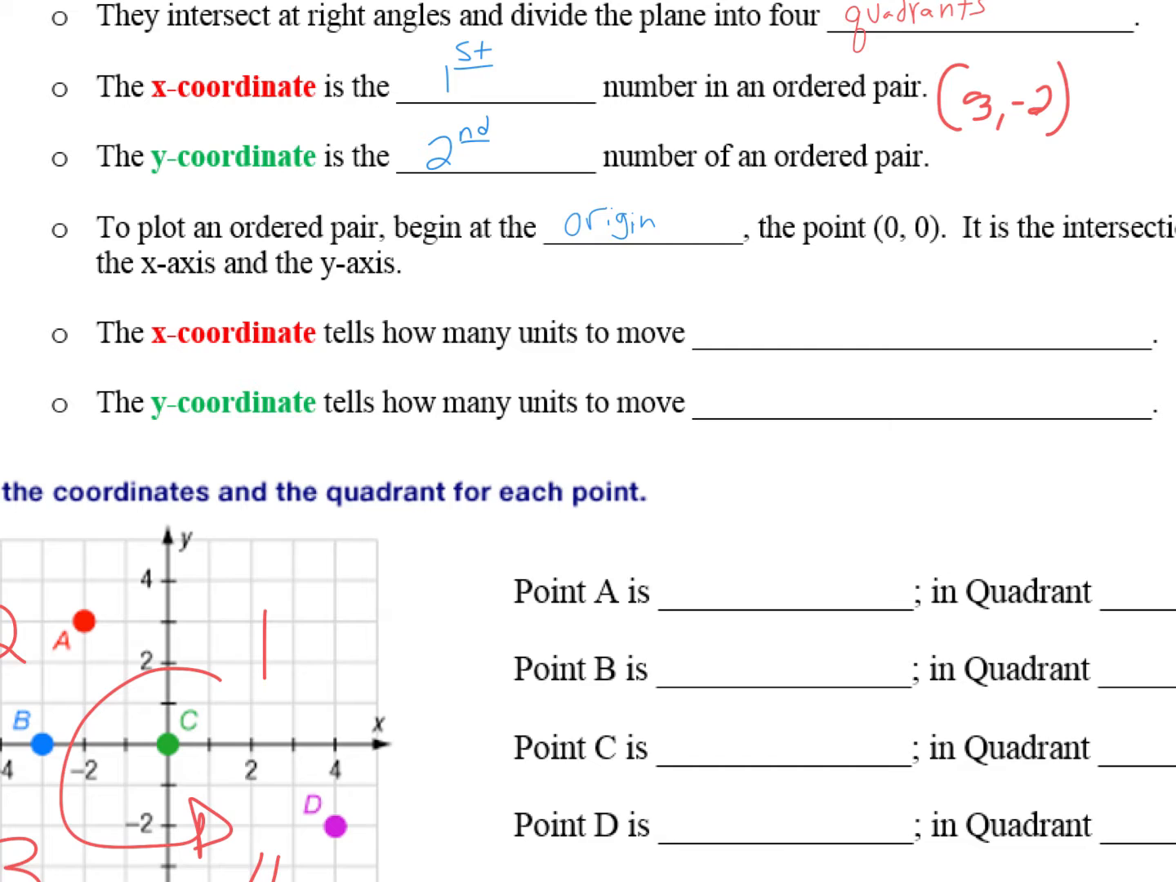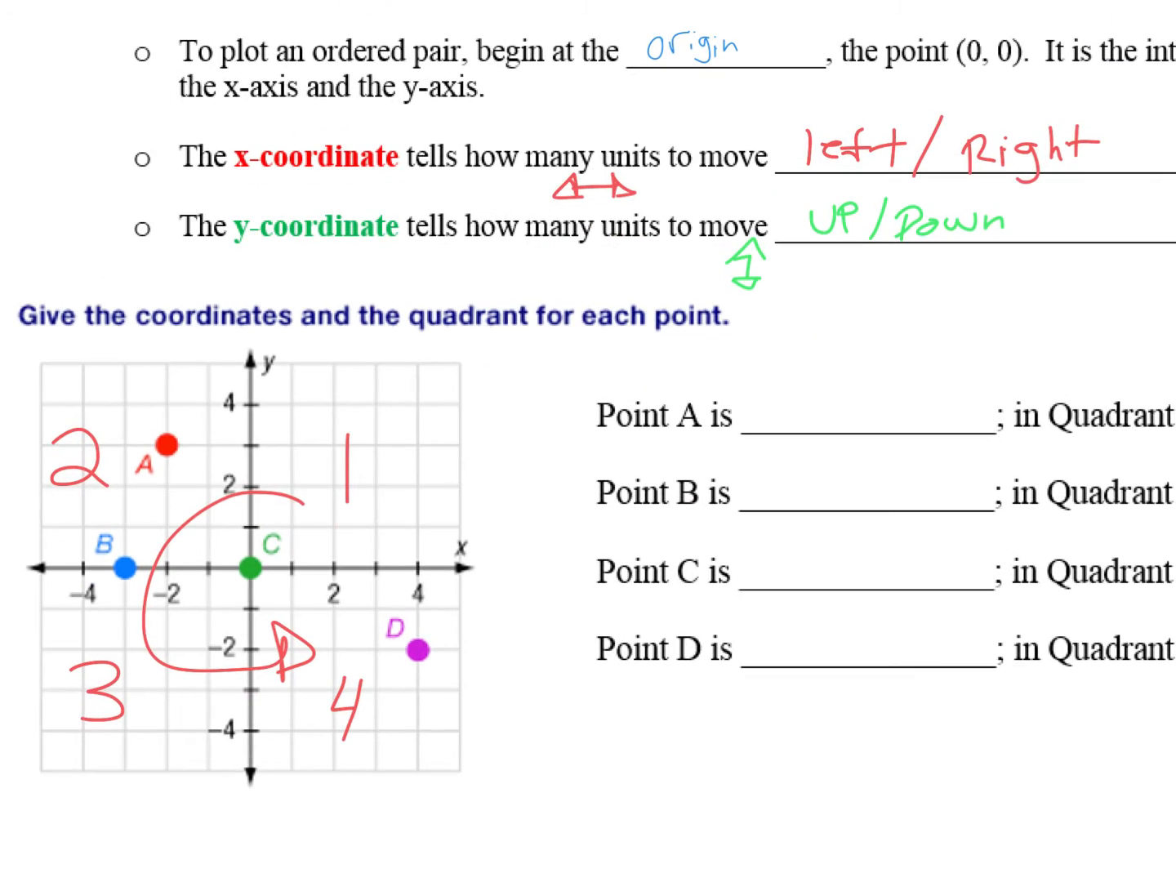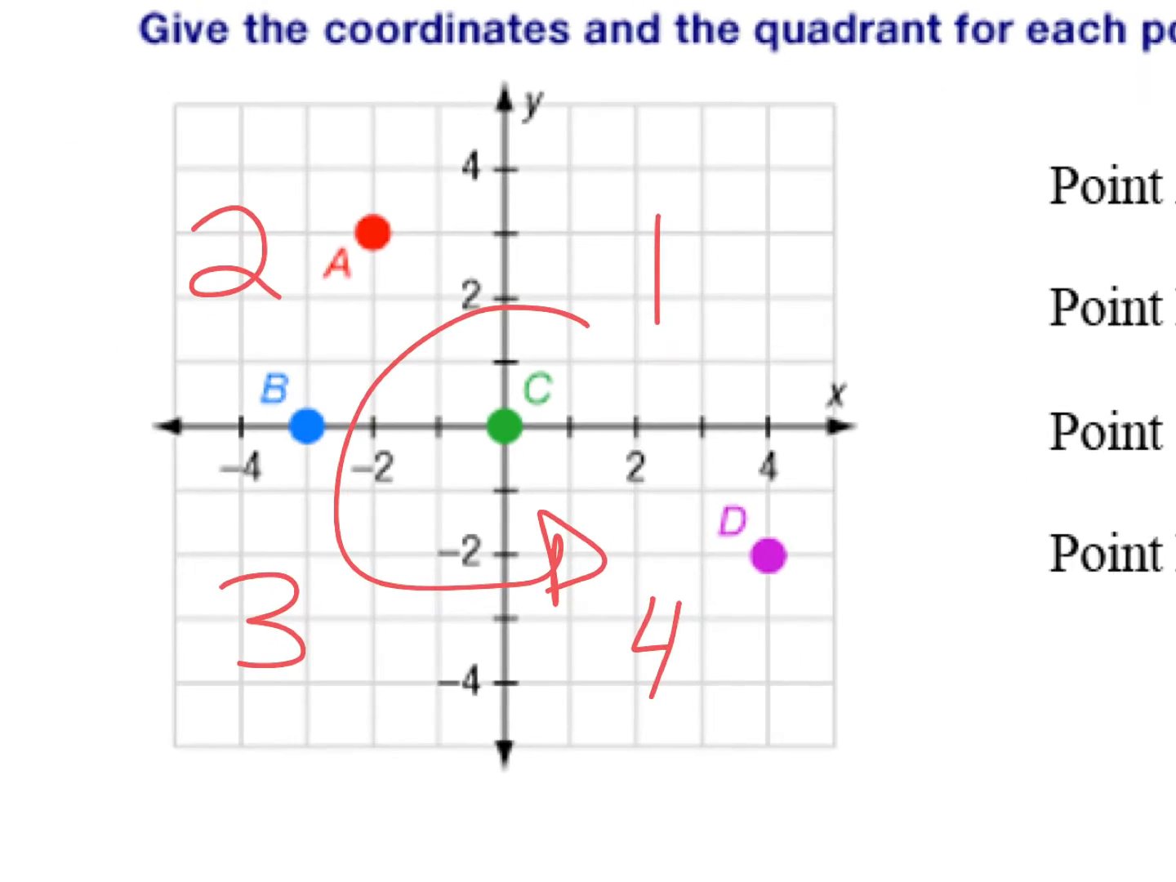So just the last reminder before we plot a couple points, your x coordinates always go left and right. And your y coordinates are going to move up and down. So when you're plotting your points, you go left and right first, up and down second. So first thing we're going to do here is we're going to take a look at these 4 points that are on here and try to figure out what spots they are at.